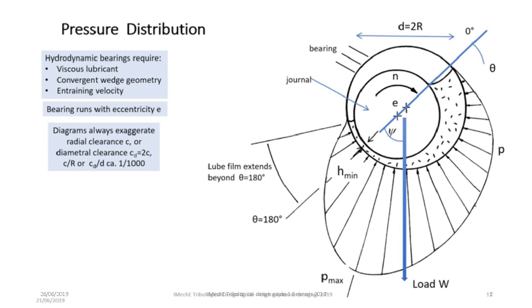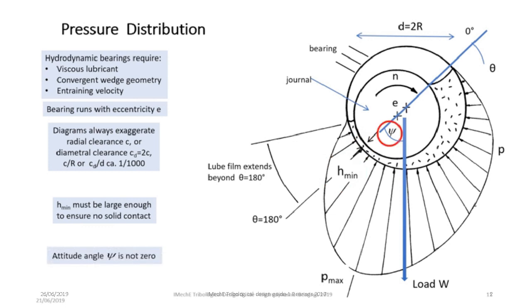Here the load is again assumed vertically down, and the pressure in the convergent wedge pushes the center of the journal to the left, so that Hmin is not in line with the load. The angle phi between the load line and the position of the thinnest oil film is called the attitude angle. Note too that the oil film extends a little way beyond Hmin into the divergent zone before the liquid cavitates.